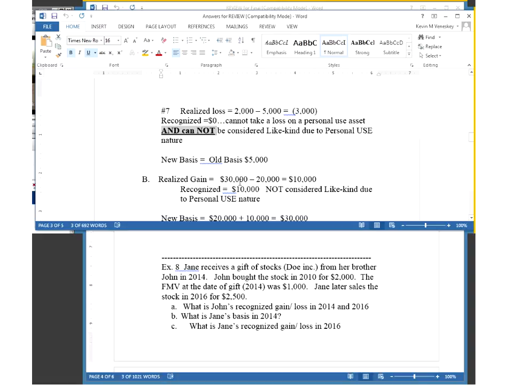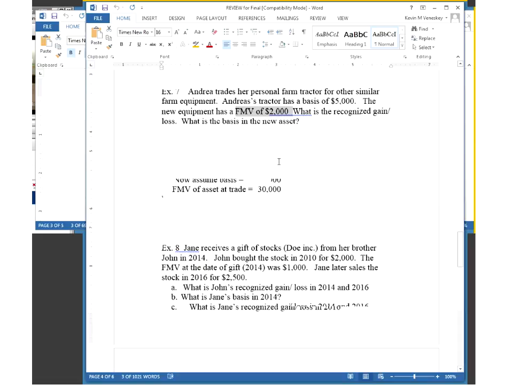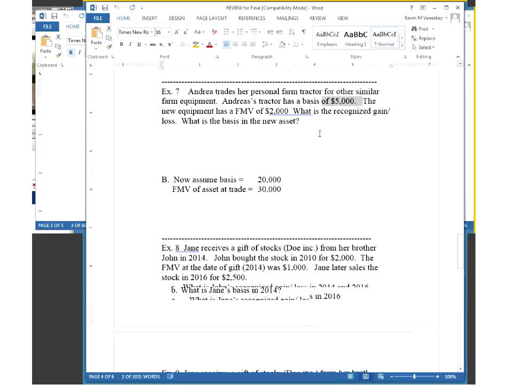Notice this is not going to be considered a like kind, because for like kind it has to be business to business asset, and this one was not. It was personal use to business, and that doesn't count. So we had a realized loss of $3,000, but since it was personal use, you can't take any of it, so we lose it. Our new basis is simply what it's worth, what we got.